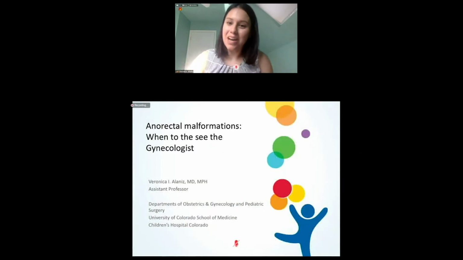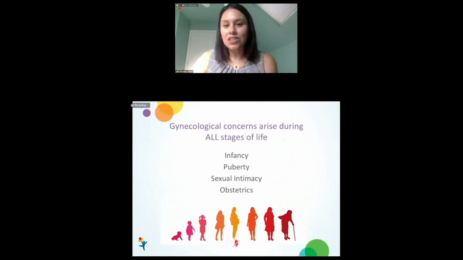So I'm the gynecologist on the team, and I am going to be talking about gynecologic concerns among girls, teens, and young women with anorectal malformations. And these gynecologic concerns really arise during all stages of life. So we see gynecologic concerns during infancy, during puberty, with sexual intimacy, and then fertility and obstetrics.